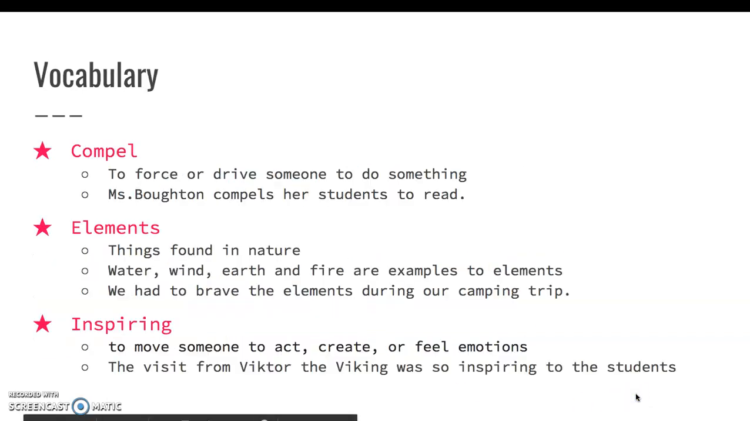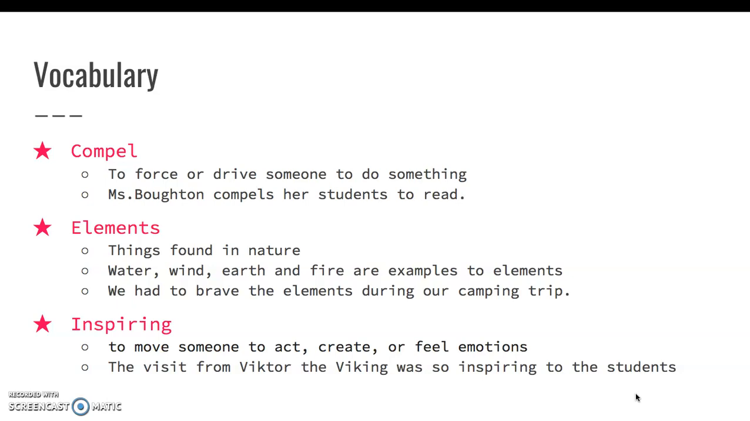Lastly, we are going to review some vocabulary. These words will be helpful to you as we complete our reading, both the read aloud and independent reading. So the first word is compel. Compel is to force or drive someone to do something. Say it with me. Compel. To force or drive someone to do something.